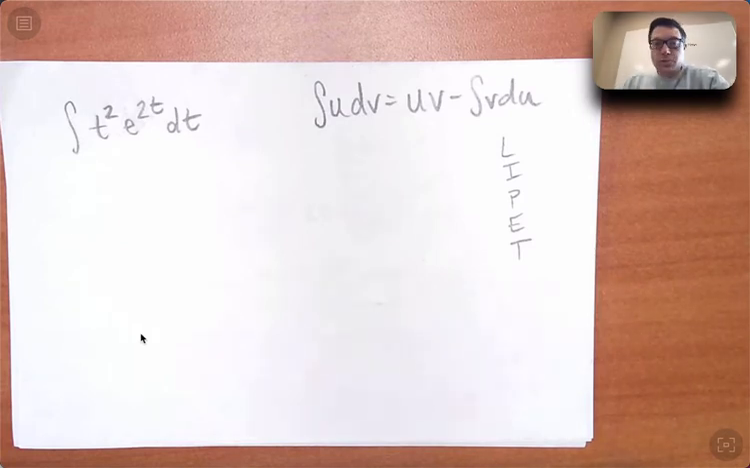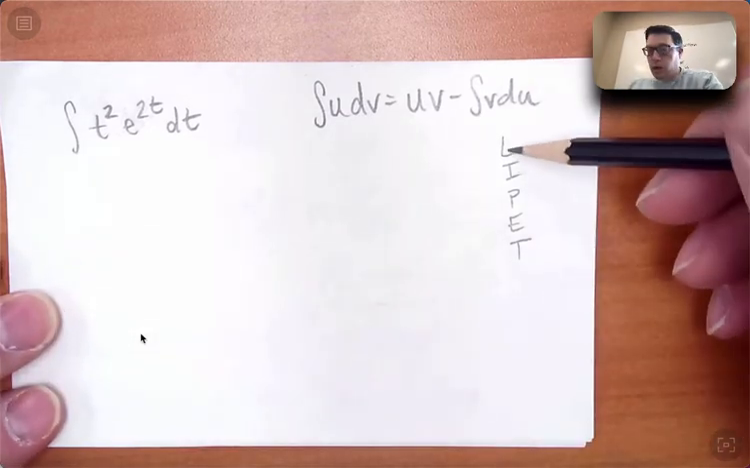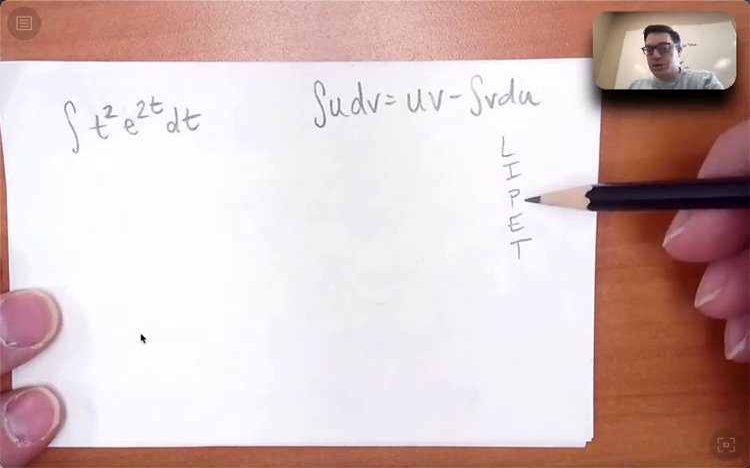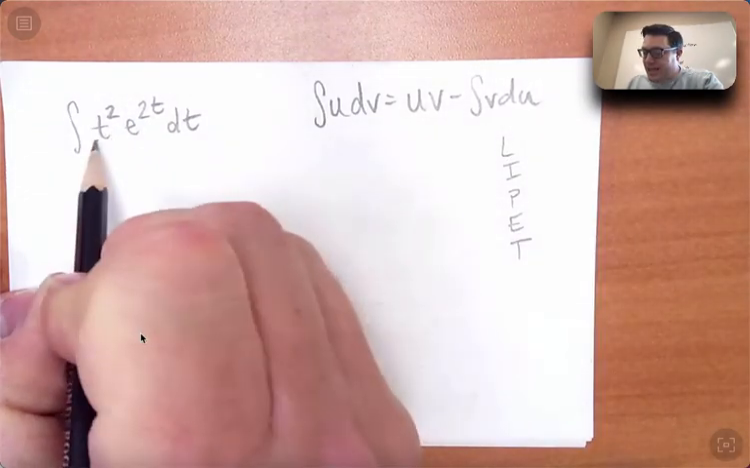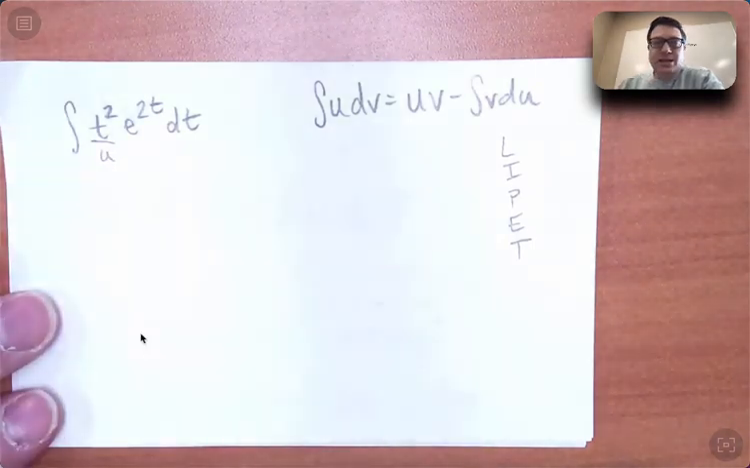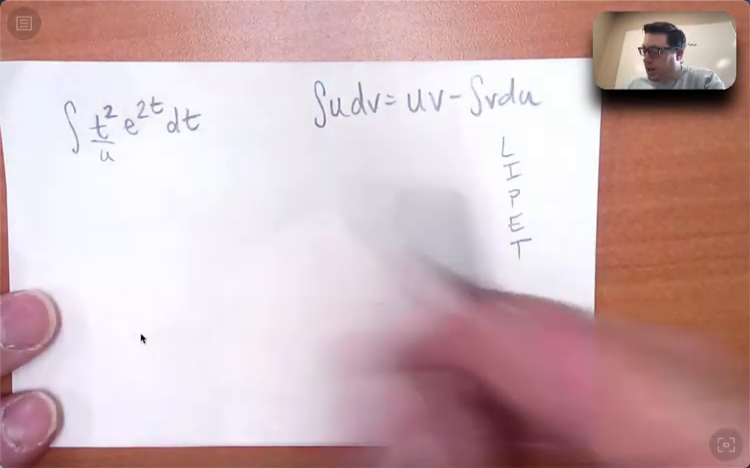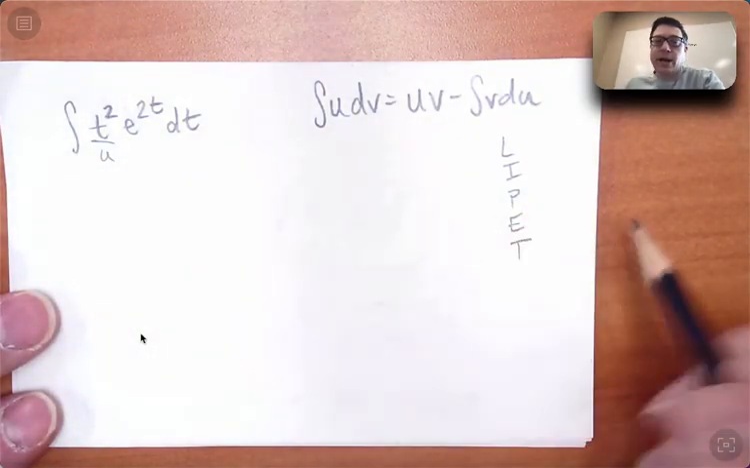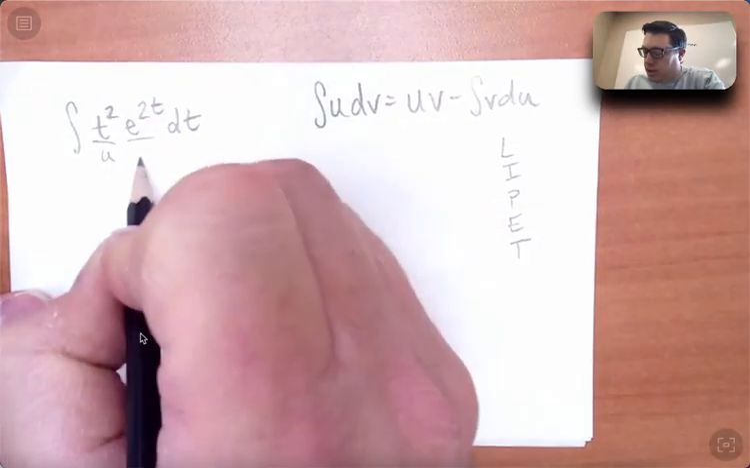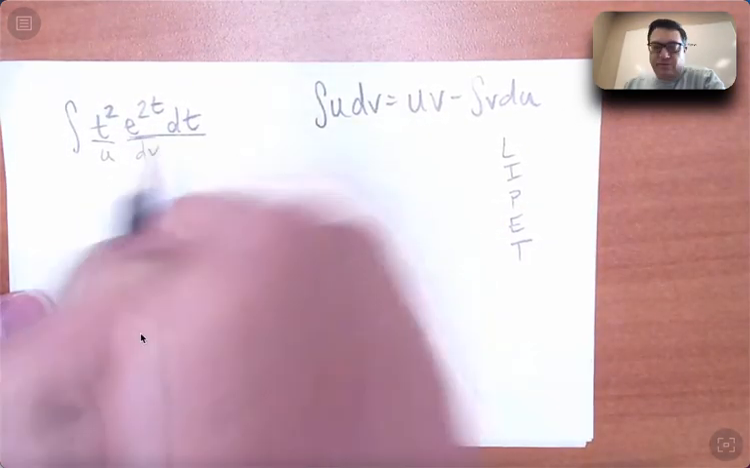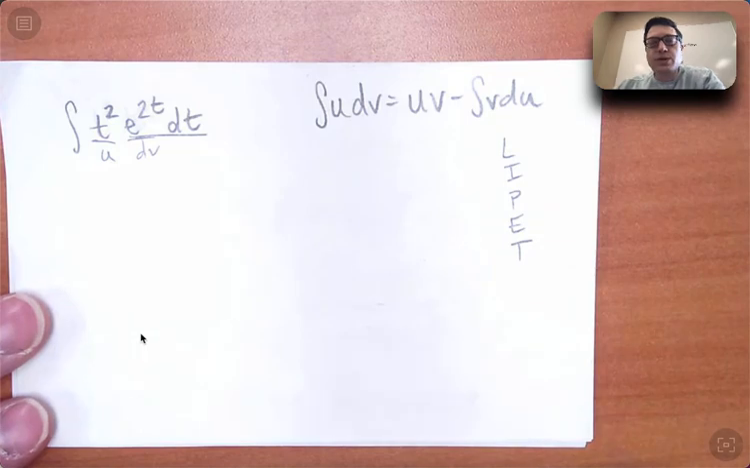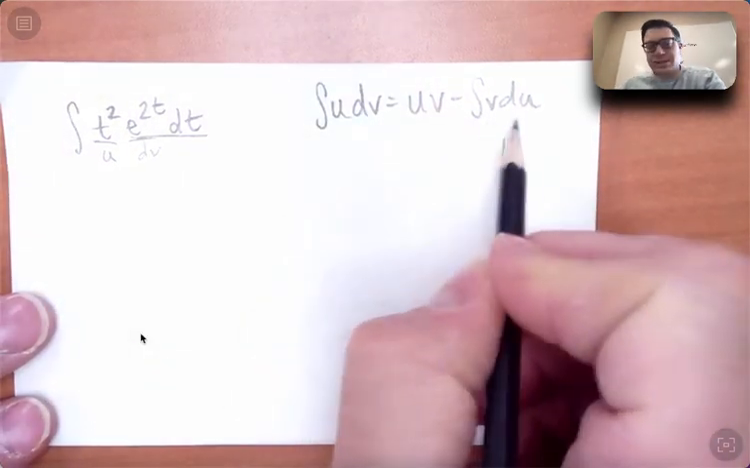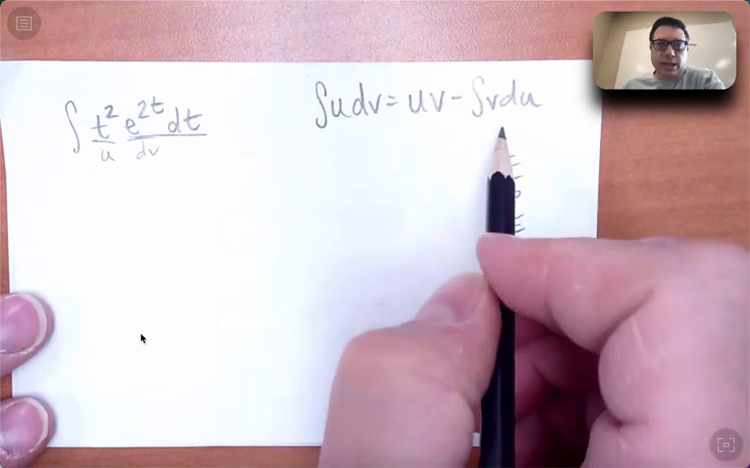In order to start this problem, knowing that we have no logarithms, no inverse trig functions, but we do have a polynomial, we have t, as in the t squared is the polynomial. And then that means that exponentials, which would happen afterward, all of this is going to be the dv. Because we have to identify which of these parts are being multiplied together, which of them actually stack up into this formula. How do we line them up?